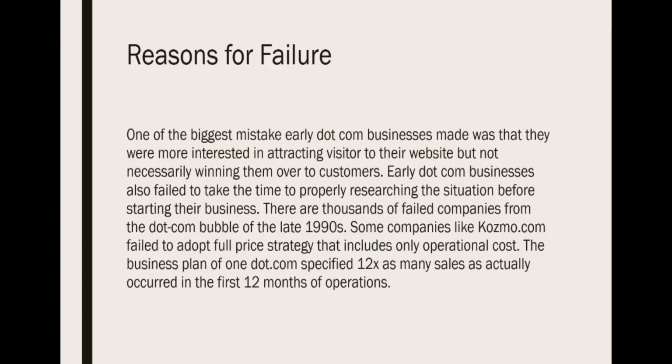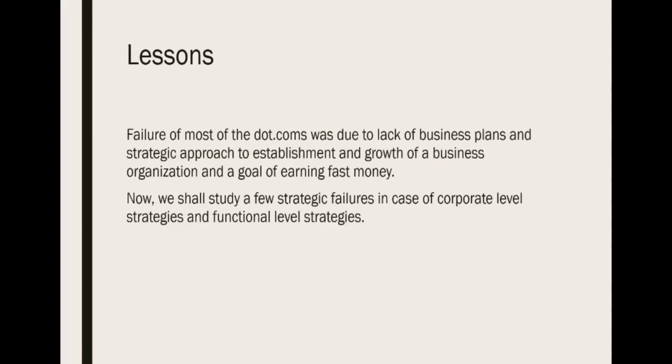Some companies like Cosmo.com failed to adopt a full-price strategy that includes operational costs. The business plan of one dot-com specified 12 times as many sales as actually occurred in the first 12 months of operation. Lessons: failure of most of the dot-coms was due to lack of business plans and a strategic approach to the establishment and growth of a business, and the goal of earning fast money.